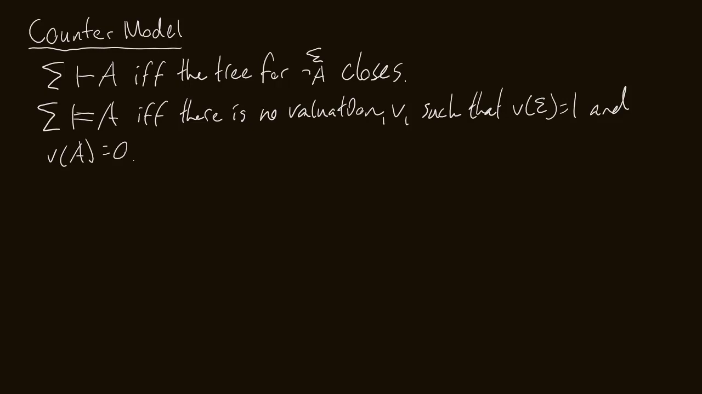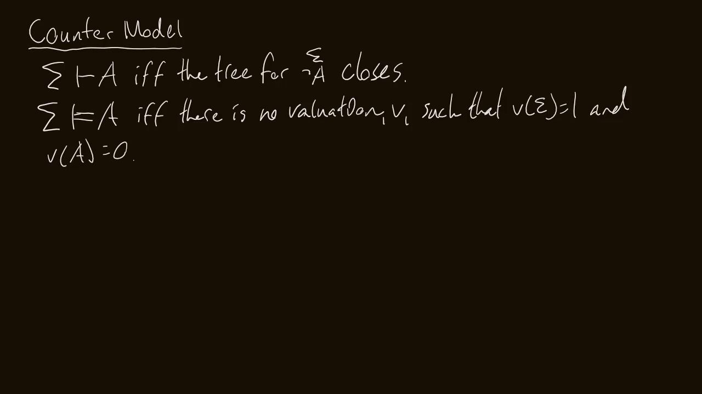So what does that actually mean? Well, the 1 means true, and the 0 means false. So I'm saying sigma will semantically entail our conclusion A if and only if there is no valuation V that makes the premises true and the conclusion false. Now, we've never talked about valuations before, so this is a good time to talk about them.